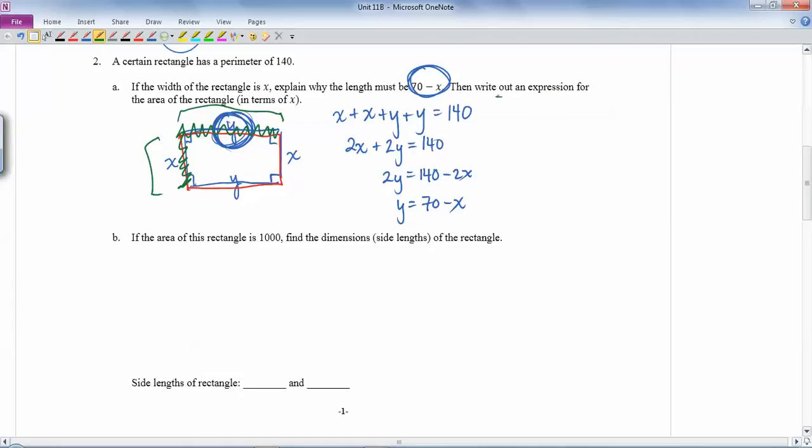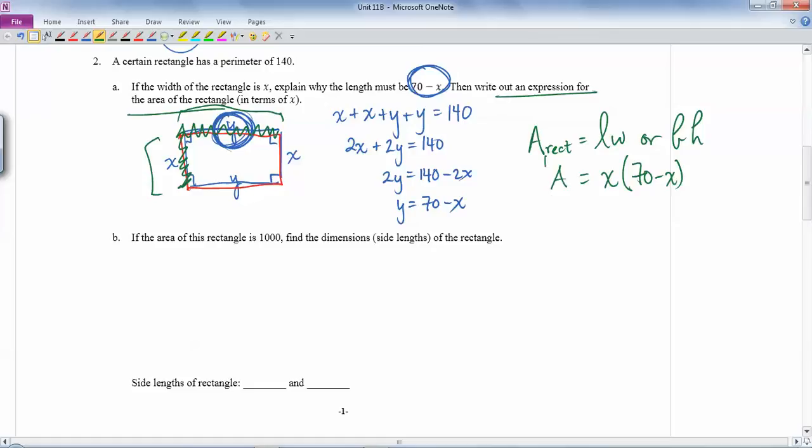And then it says write out an expression for the area of the rectangle. Well, the area of the rectangle is going to be length times width or base times height, whichever you prefer. Either way, it's going to be x times y, which is 70 minus x. So there's an expression for the area of the rectangle. Now the next problem in part B says, what if the area is 1,000? Then what are the dimensions of the rectangle? So let's make the area 1,000. We'll take this same formula and say 1,000 equals x times 70 minus x.